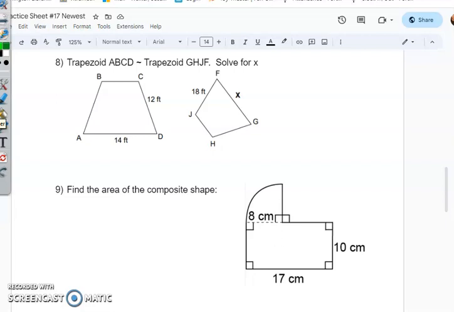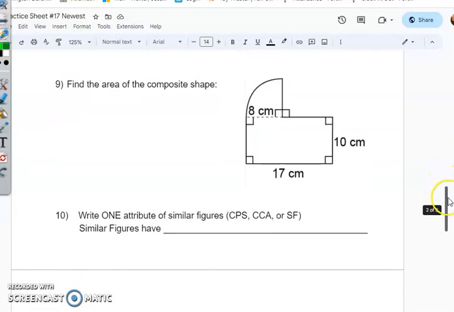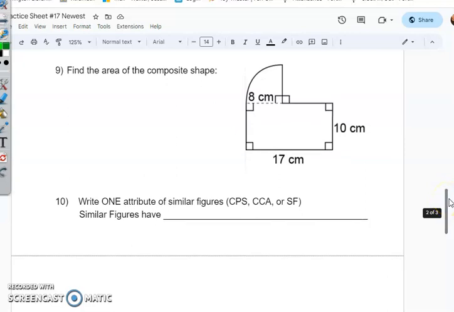Number 9, we need our formula chart. We have an easy one and a harder one. So our easier one is this shape. We all see a rectangle. I better see this on your paper. We're going to do the harder one over here. This is a quarter circle.